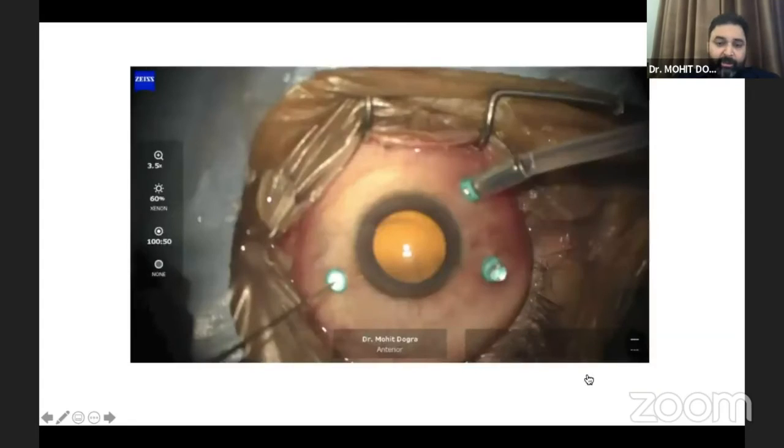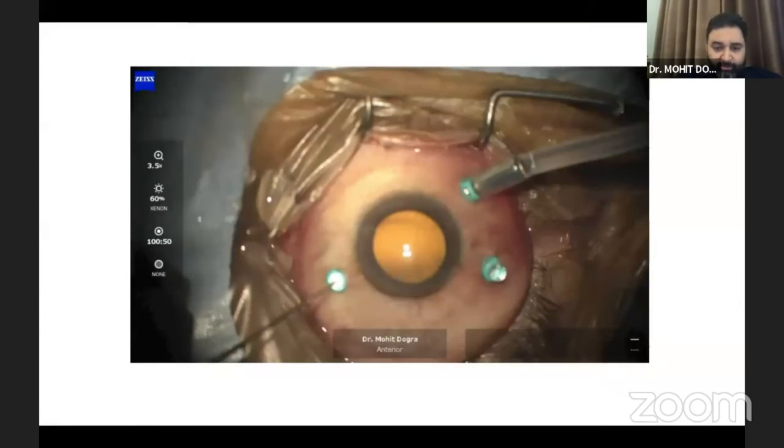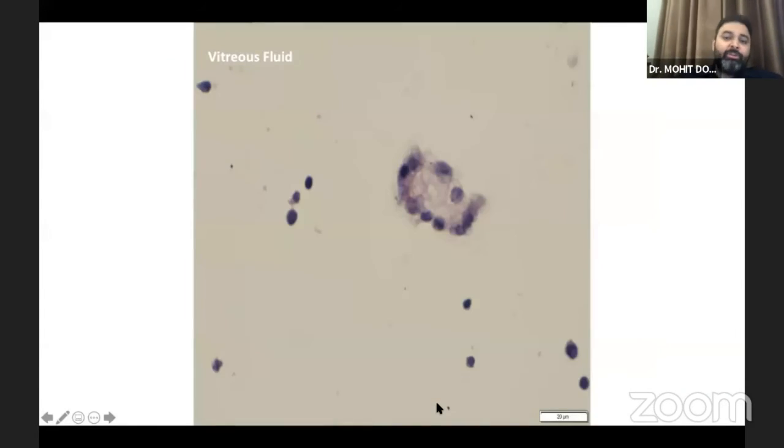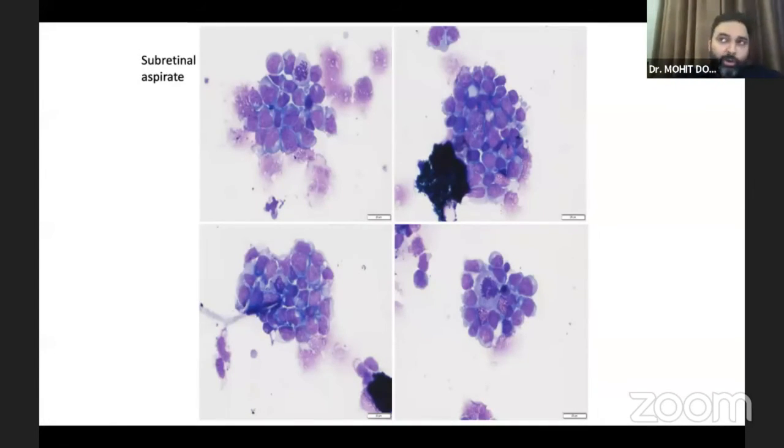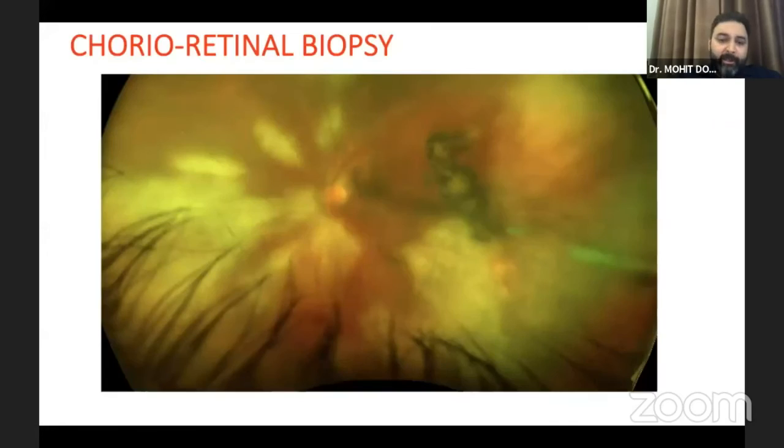What this patient actually had was, I'm actually going to skip that video. So the vitreous fluid showed nothing. Now, why do subretinal biopsy? There's hardly scanty cells. The subretinal aspirate, you can see a lot of cells. The morphology is better, and they typically show you high nucleocytoplasmic ratio, large amount of nucleoli, and CD20 positive. So just a vitreous biopsy in this patient would have been negative. However, subretinal biopsy saved the day.